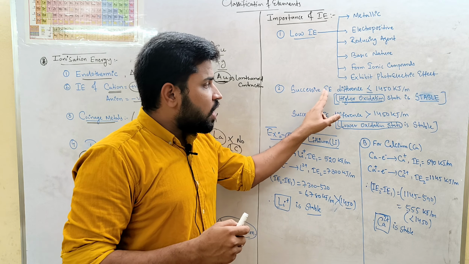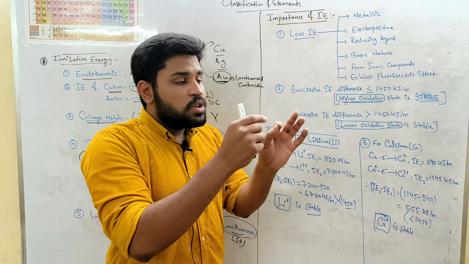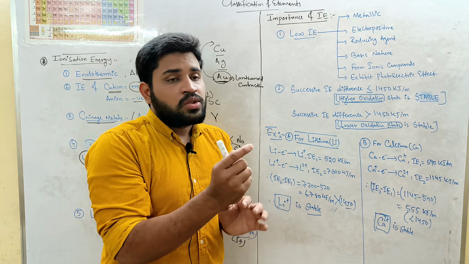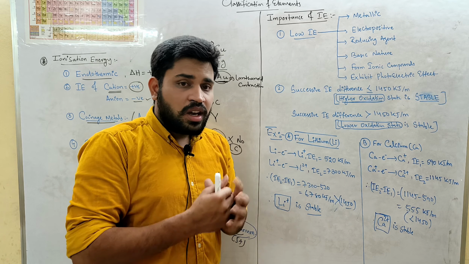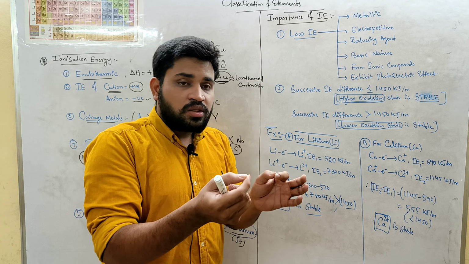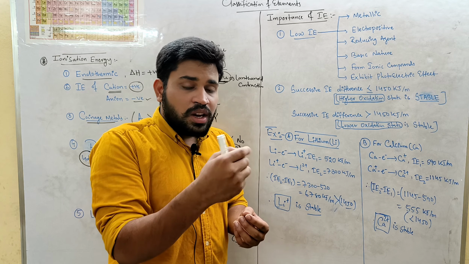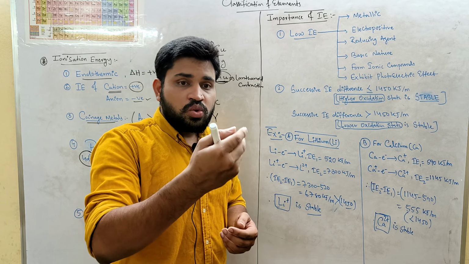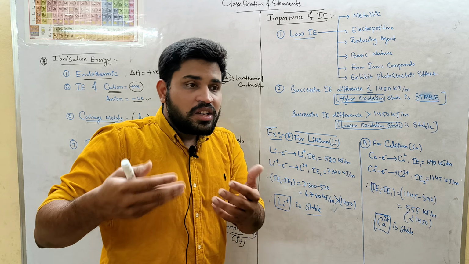Successive ionization energy difference means, if you have removed one electron, it is called first ionization energy. If you remove second electron, it is called second ionization energy. If you remove third electron, it is called third ionization energy. So we have to check, as we are removing electrons, it's forming 1 plus, 2 plus, 3 plus. Cations are forming. So which cation is stable?